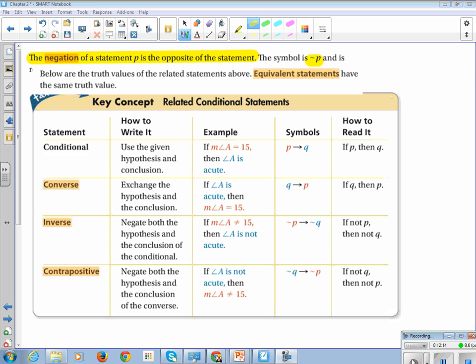Okay, so the negation of a statement P is the opposite of the statement. The symbol tilde P stands for opposite. For example, if P is being a student, the opposite of that is if you are not a student. A lot of times to represent it in English, we will use the word not. You can either be something or you are not that thing. That's the opposite of being.